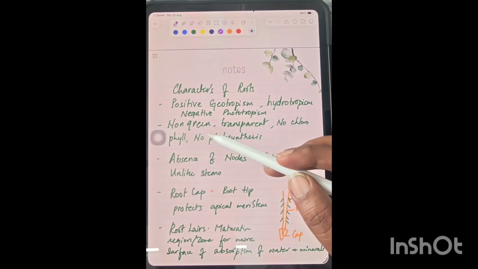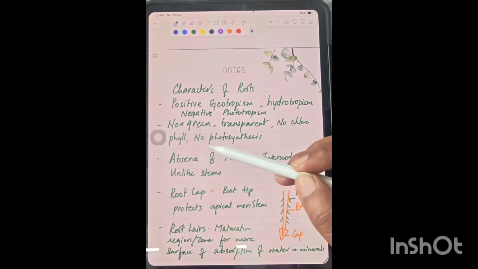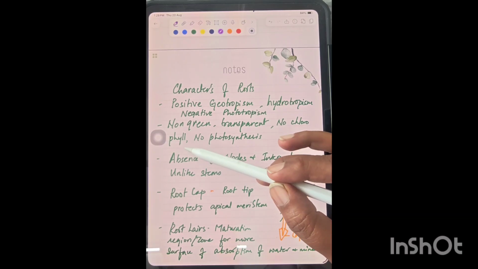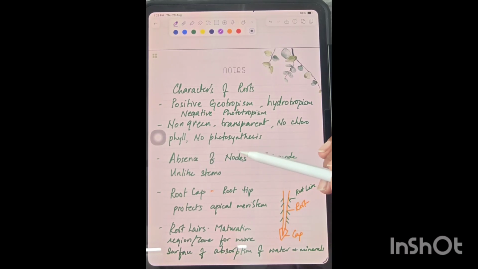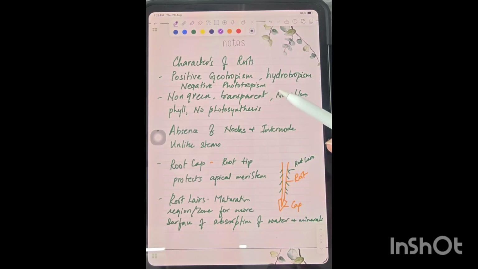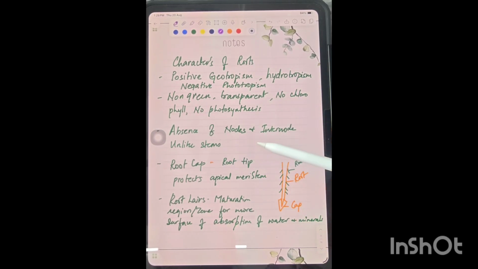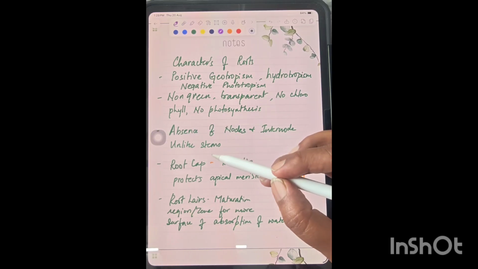As I mentioned earlier, it is non-green and transparent, and being transparent means that there is no chlorophyll. As there is no chlorophyll, there is no photosynthesis. Plus, when you see the morphological structure of the root, you will find that there are no nodes and internodes, which are present in the stem.